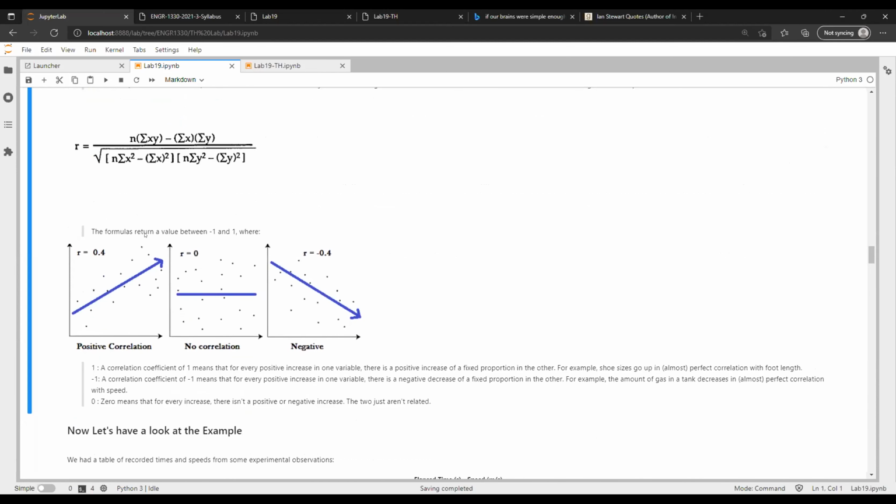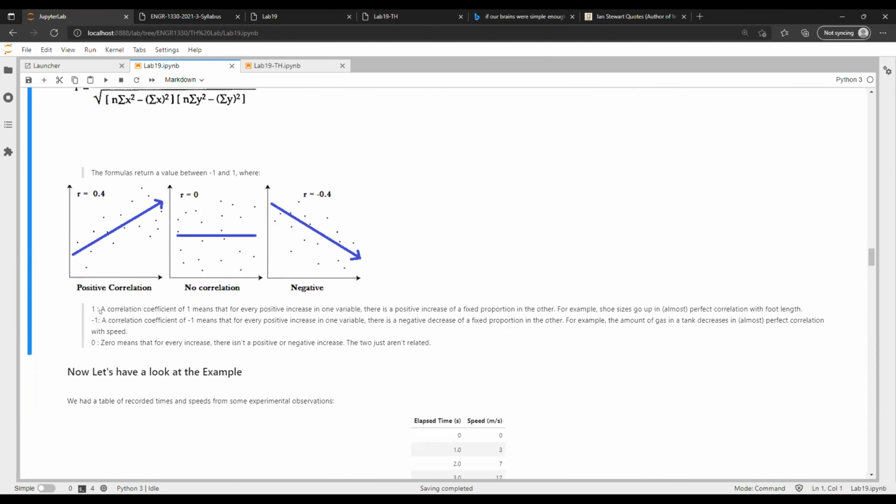The formulas return a value between -1 and 1, just like we were talking about before. So the more it tends toward 1 or -1, the more what I'll call perfectly linear it is, either in the positive direction or in the negative direction. So the kind of what I just said is here, the correlation coefficient of 1, and I should be a little more specific. You don't have a correlation of 1. You have a correlation coefficient of 1.